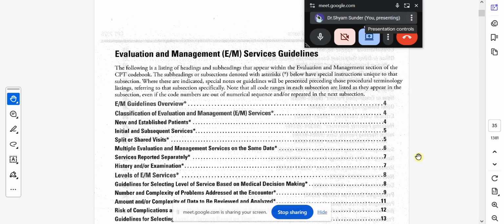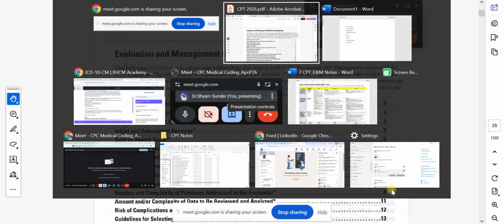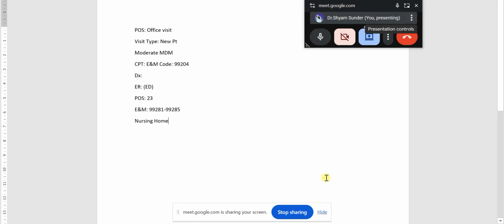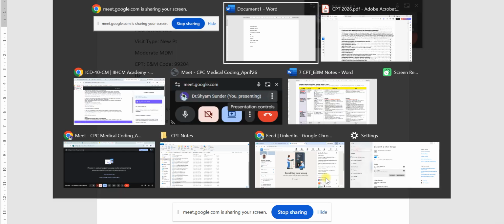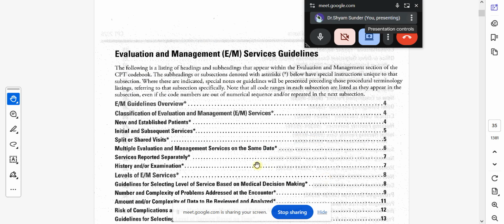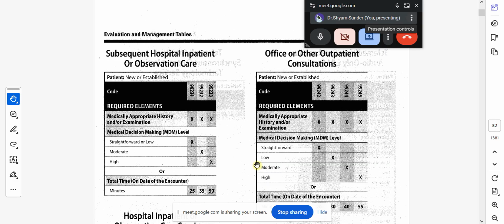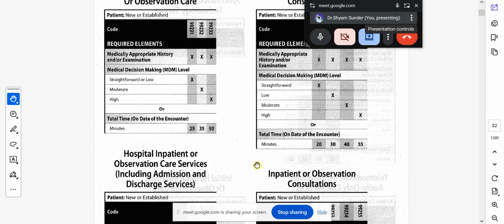Once you're in the comfort zone with these E&M codes, that's where the application starts. Sir, with the nursing facility here, there are three bifurcations. One is initial nursing facility care, subsequent nursing facility care, and the discharge services. All the codes are distributed among these three.